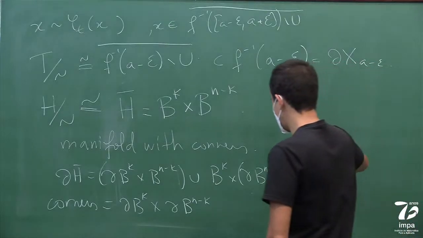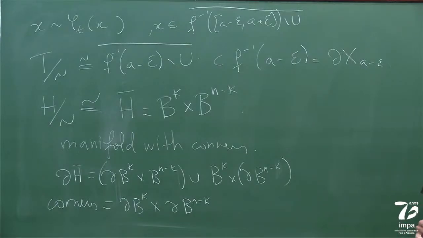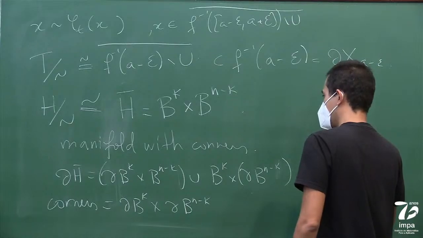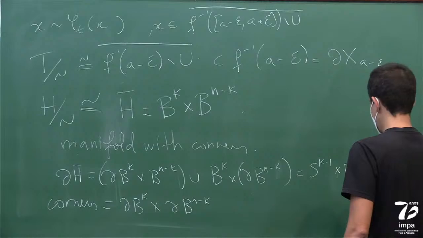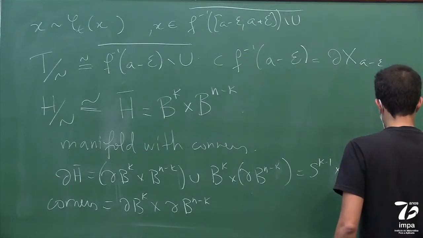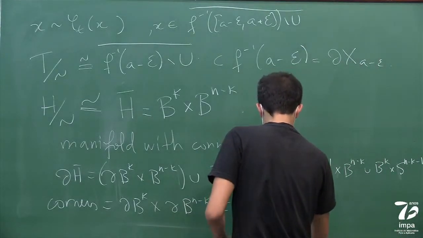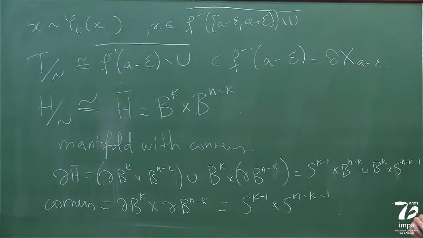So, I can write it in terms of spheres. I guess I don't need to do that. Everybody knows the boundary of a ball is a sphere with dimension one less than the dimension of the ball. Okay, well, I guess I can write it. Why not? This is S^{k-1} times B^{n-k}, union B^k times S^{n-k-1}. And the corners are really S^{k-1} times S^{n-k-1}. Okay, so we have a much nicer description.